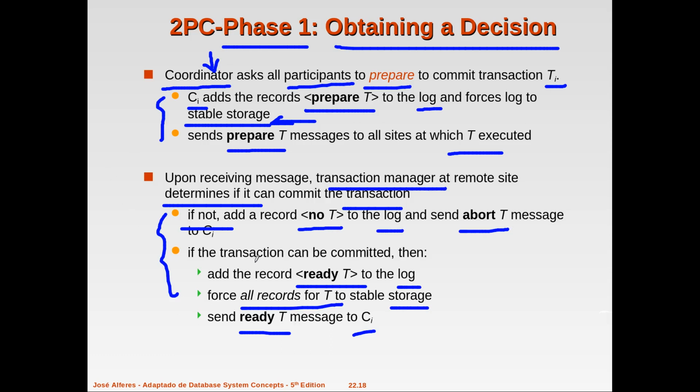Now if it is ready to commit, it will store a ready T into the log, and also all the records related to the transaction T to the stable storage. Then it will send a ready T message back to the coordinator. So the coordinator may expect any of these two messages, either abort T or ready T. Any of these two messages will be received at the transaction coordinator from each site. So that is phase 1.